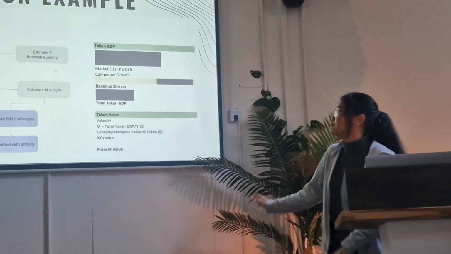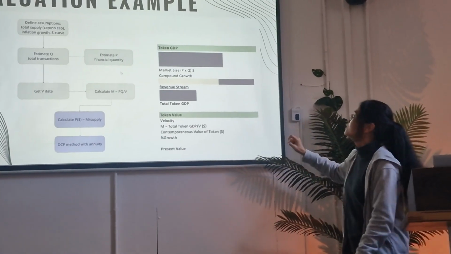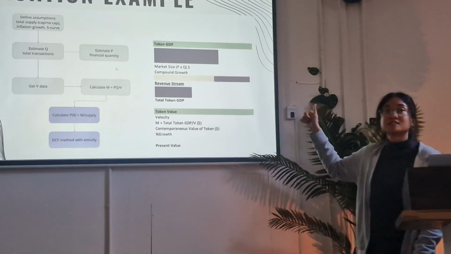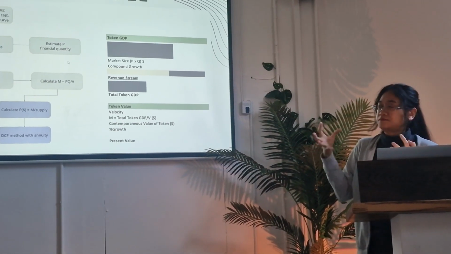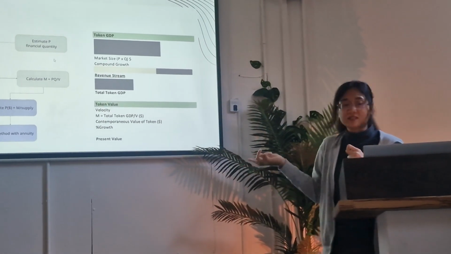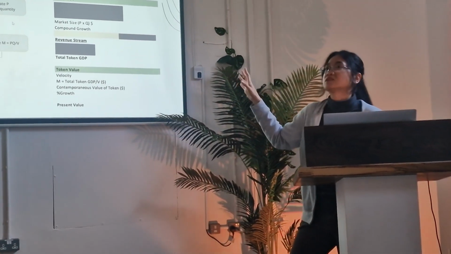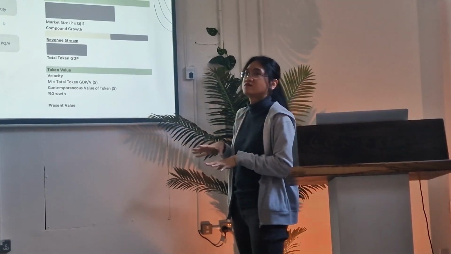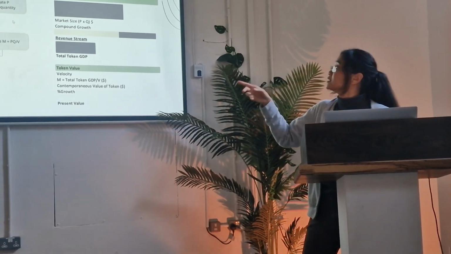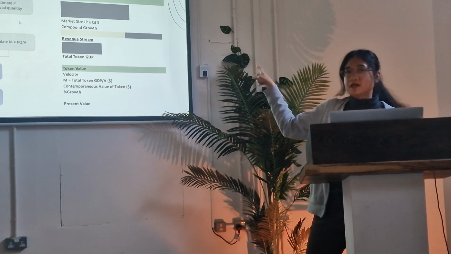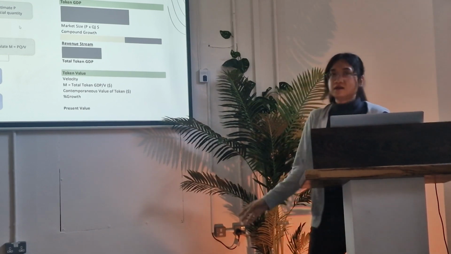And this is the summary of the valuation that I did as well. For MV equals PQ, you can estimate the Q, the number of total transactions, and estimate the P, or the financial or economic value that you can represent by the token. Then you can get the V data from a proxy, or if the tokens are already there, you can track the token from Etherscan or Google BigQuery. Then you calculate the M, and then you calculate the price of each token by dividing the M by the number of the supply in the flow.